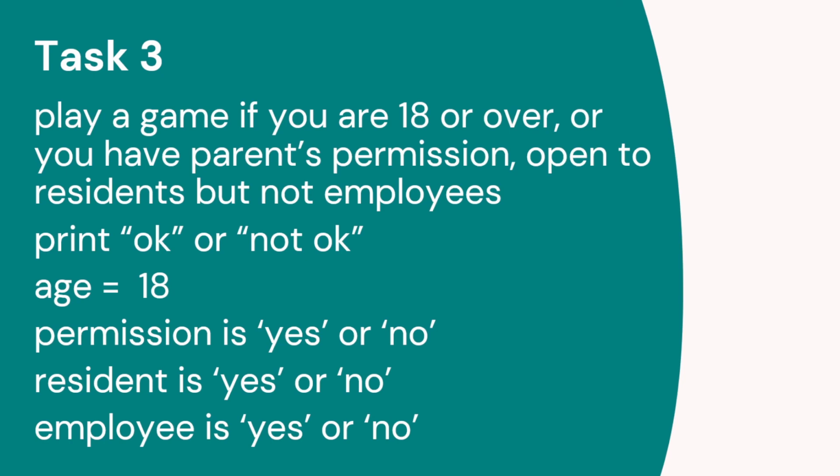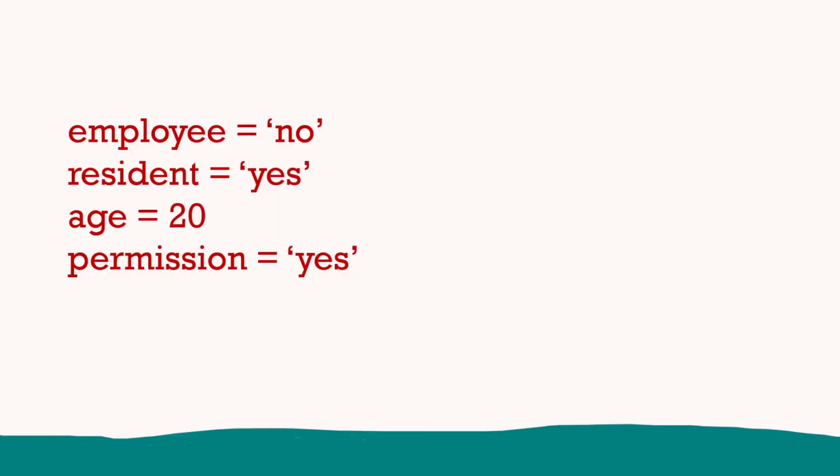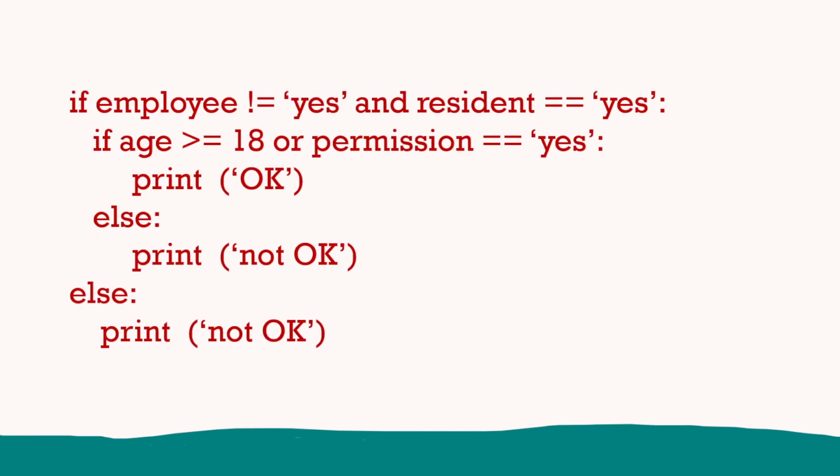Here we have task 3. So we've got employees no, resident yes, age 20, permission yes. So we've got if not an employee, so if employee is not yes and resident is yes, then inside that we have a nested if else statement: if age is greater than or equal to 18 or permission is yes, then we print OK. Else we print not OK. And if the residence is no or employee is yes, then we print not OK. That's the answer to task 3.